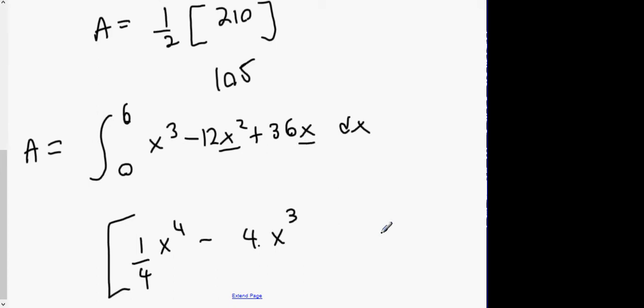Now finally, 36x. What does the x turn into? It turns into x squared when you integrate it. And guys, x squared means you have a 2 underneath, because whatever the new power is, you put it underneath. And then 36 divided by 2? 18. Okay. Now, 18x squared from 6 to 0.